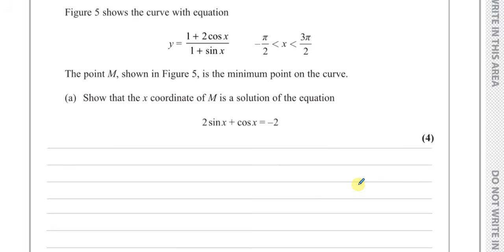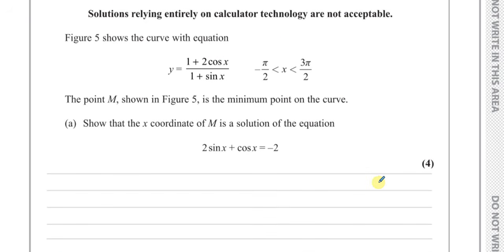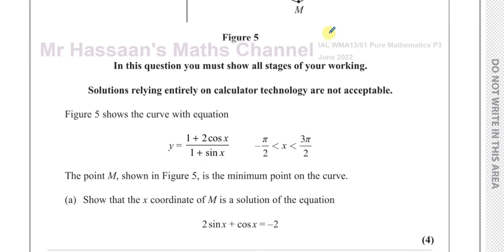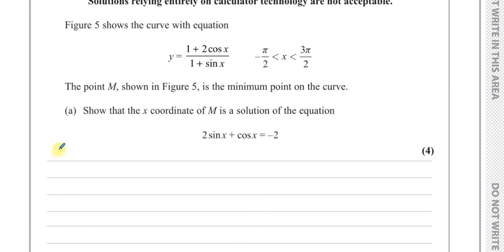So a minimum point on the curve means the curve turns at that particular point. That means the gradient of the curve at that point is equal to 0. So we know at M that dy/dx is equal to 0, and we have to find what dy/dx is. Here we have a quotient of two unrelated functions, so we cannot use, for example, the chain rule. We have to use the quotient rule here.